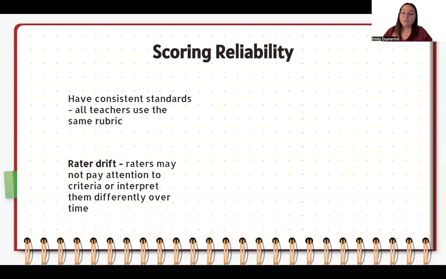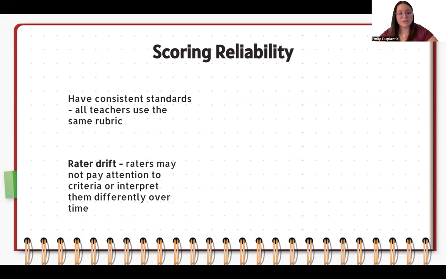We have what is known as rater drift. So the rater, or the person scoring the essay, may not be paying attention to the criteria or interpret them differently over time. Now think about if you've been using the same rubric for 5 or 10 years, you might be at the point where you're not even reading the words on the rubric anymore, you're giving a number. So it happens. We drift. We're not perfect. Teachers are not perfect. We make mistakes. We need to mitigate that though.